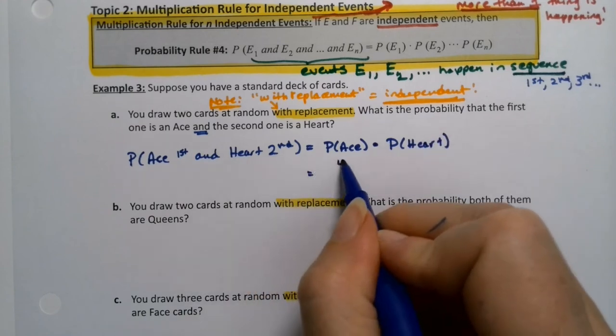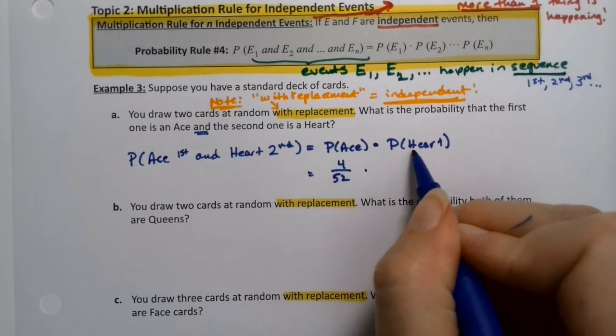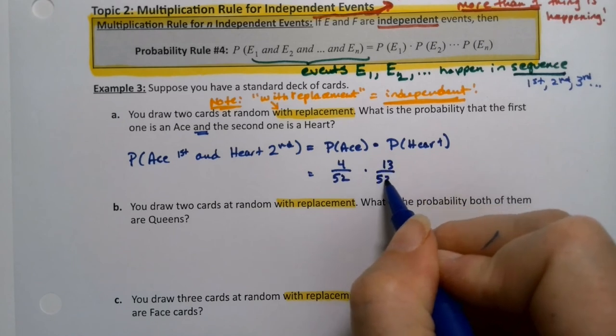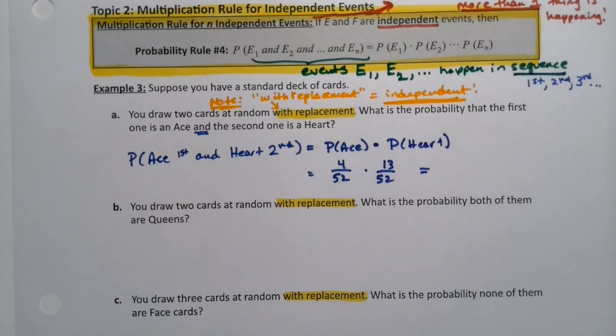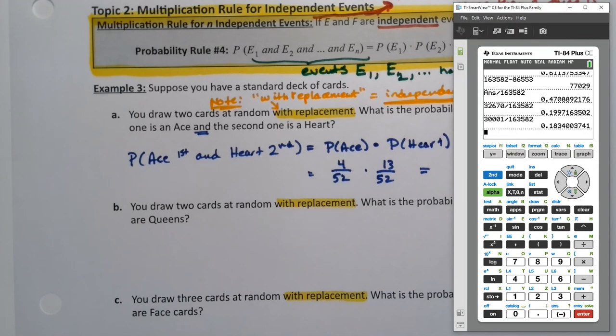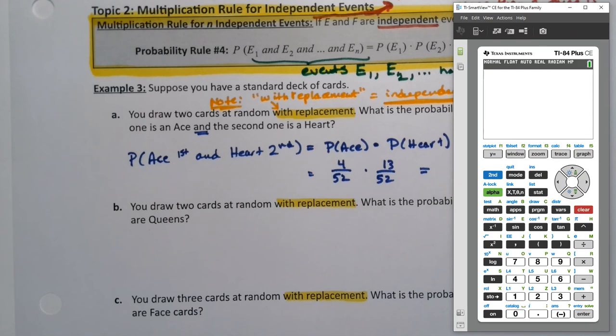Well, ace is 4 out of 52. Hearts, there's 13 out of 52. And then I can multiply. There's several ways to do this. We could reduce those fractions and do it that way. I can actually use the calculator, which is what I'm about to do. 4 divided by 52 times 13 divided by 52. This will give me a decimal answer, which is lovely and wonderful. If I want a fraction, I can hit math and hit number 1, enter, and it makes it a fraction.